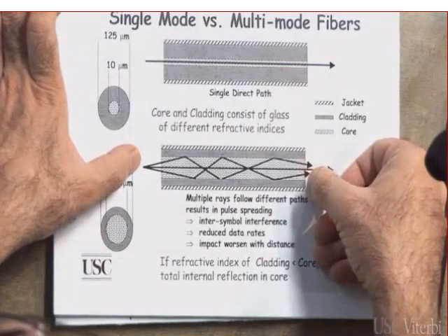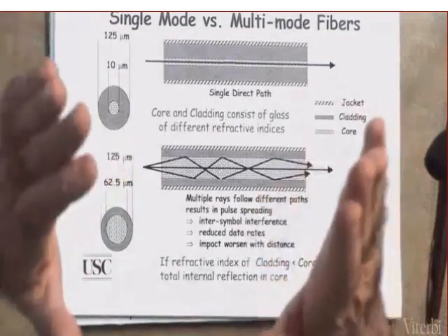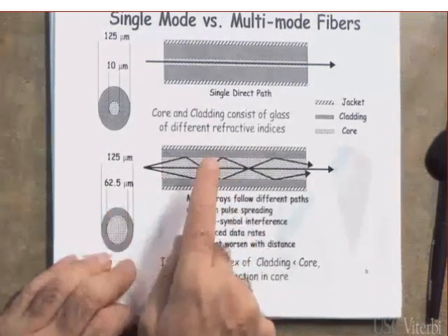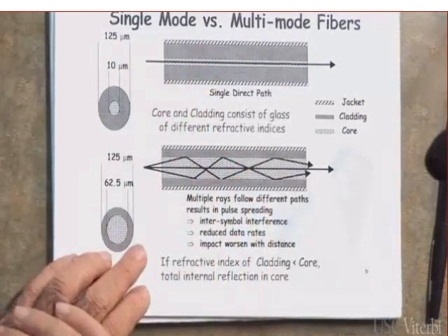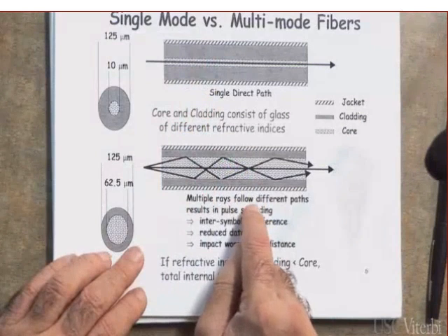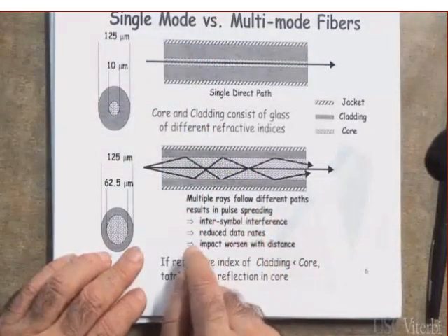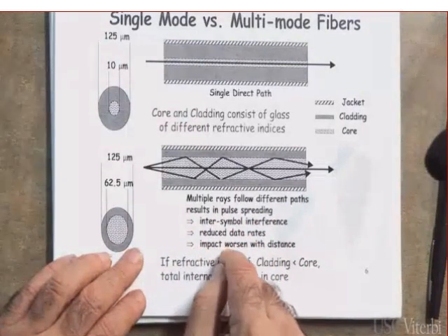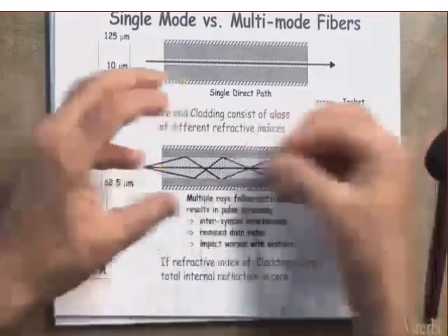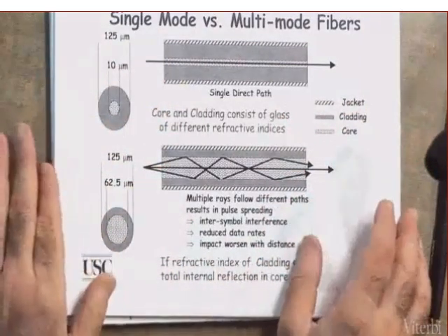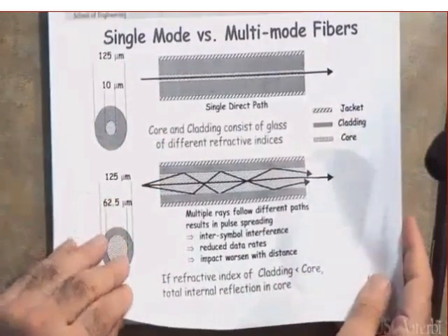So when you combine the signal in here, the signal will become a little bit smeared. A little bit distorted. Did you get my point or not? Which means it can support lower rate. This one can support lower rate than this one. So multiple rays follow different paths, result in pulse spreading. Intersymbol interference, reduced data rate, impact worsen with the distance. The longer the fiber is, the effect will be worse. Clear? Clear?